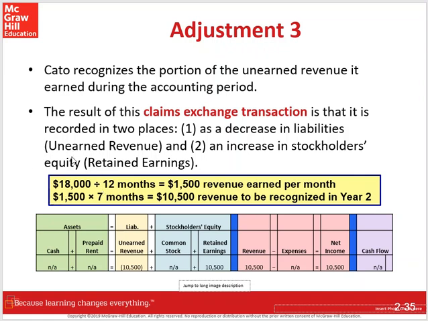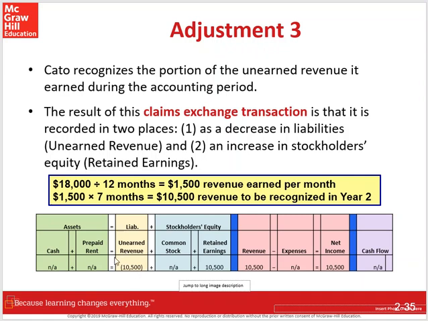So we have $18,000. We're going to divide it up into a monthly amount. So we divide it by 12 months in a year, and that'll be $1,500 of consulting revenue that we can earn each month. And if we go from June to year end, so June 1st, the beginning of June, to the end of December is 7 months. Count your months carefully. 1,500 times 7, that means we have earned $10,500 of the unearned revenue.